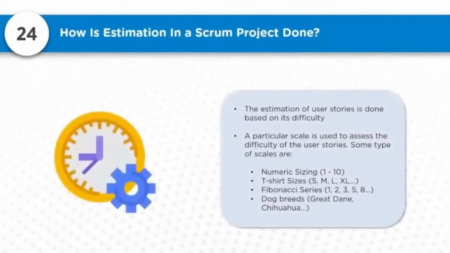Question 24. How is estimation in a Scrum project done? The estimation of user stories is done based on difficulty, using a particular scale to assess the difficulty of user stories. You have to analyze how difficult or easy it is. Some of the scales used are numeric sizing 1 to 10, t-shirt sizing like S, M, L, XL, Fibonacci series, or dog breeds based on their value. Many such approaches are taken.